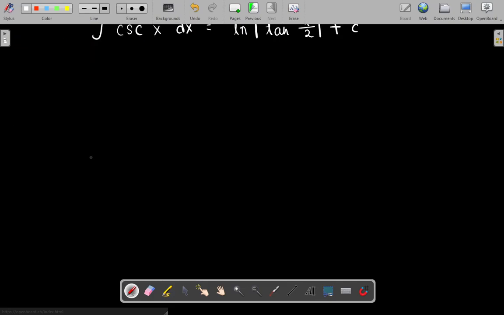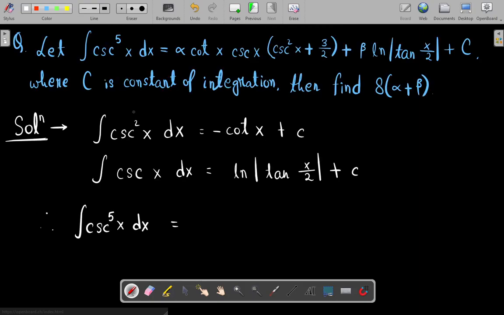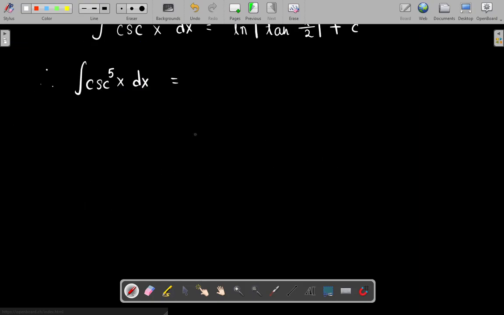So let us first start. We have to find the integration of cosec to the power 5x dx. Since we know the integration of cosec square x, let us try to split this into two functions. This cosec to the power 5x can be written as cosec cube x times cosec square x. Now we can use the product rule here. We take this as the first function and this as the second function.